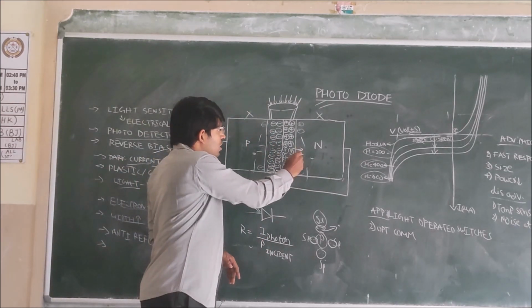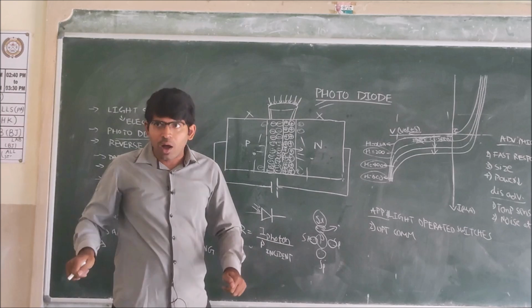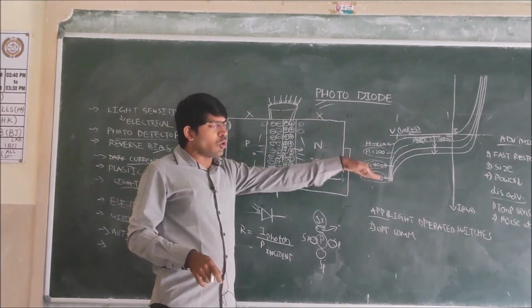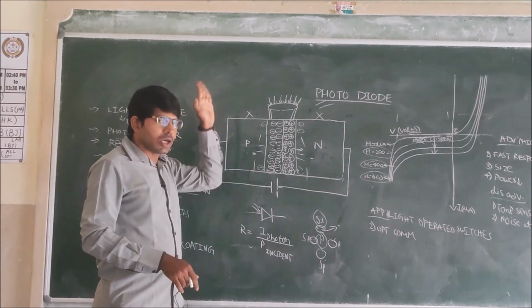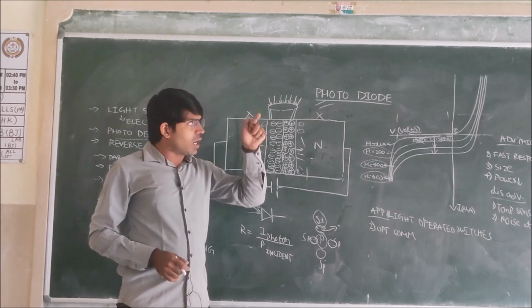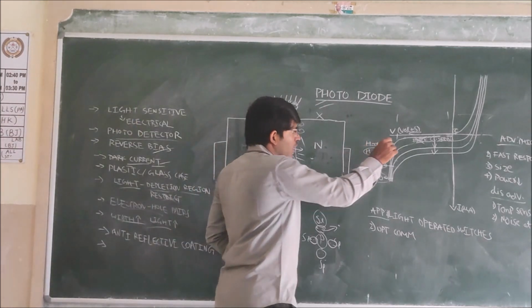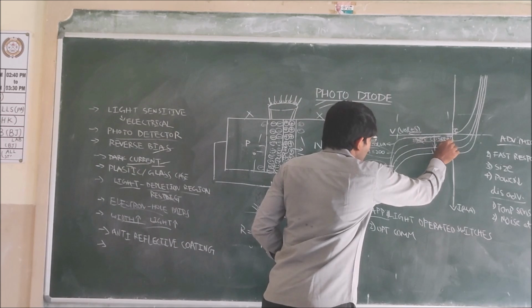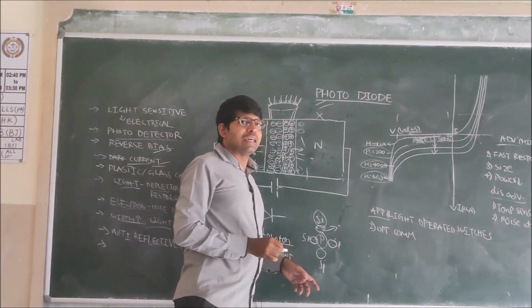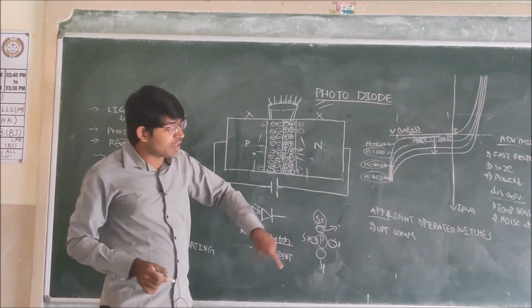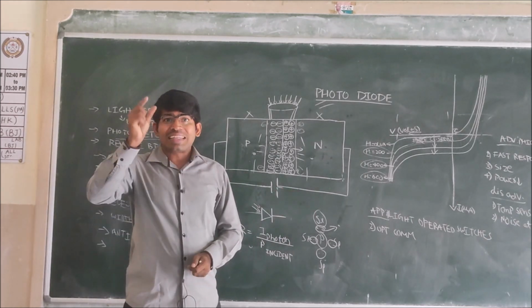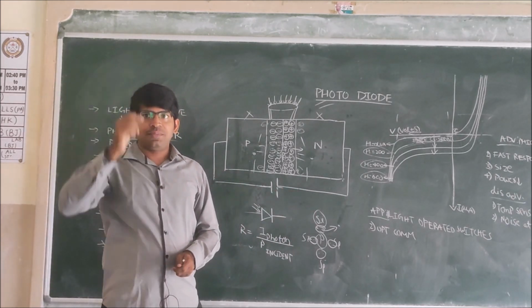Even in this region also electron hole pairs are being formed. These electrons are going towards the N region and holes are going towards the P region. Because of that, you can observe with the increment of voltage, the current is increasing in the photodiode, even in the reverse bias. That increment is the slightest.